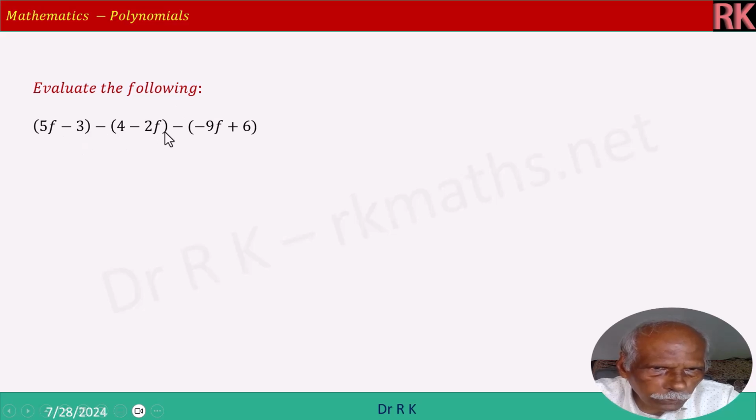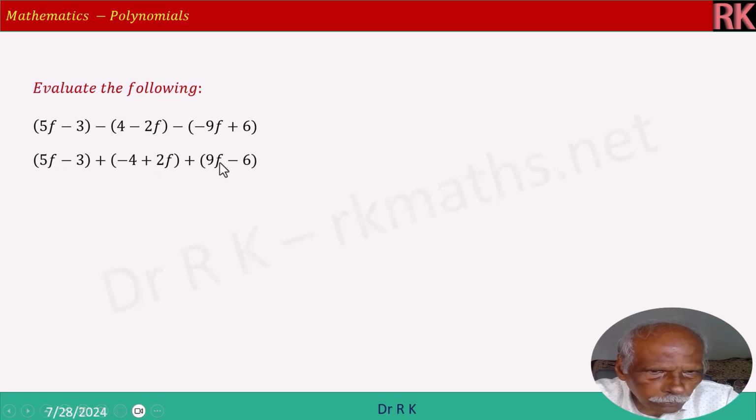We will see one more problem. Evaluate the following. 5f minus 3 minus 4 minus 2f minus 9f plus 6. So all you do is change the minus sign, change the sign of 4 and minus 2f. So minus 4 plus 2f, change the minus to plus, change the minus 9f to plus 9f, plus 6 to minus 6. Now keep adding it.